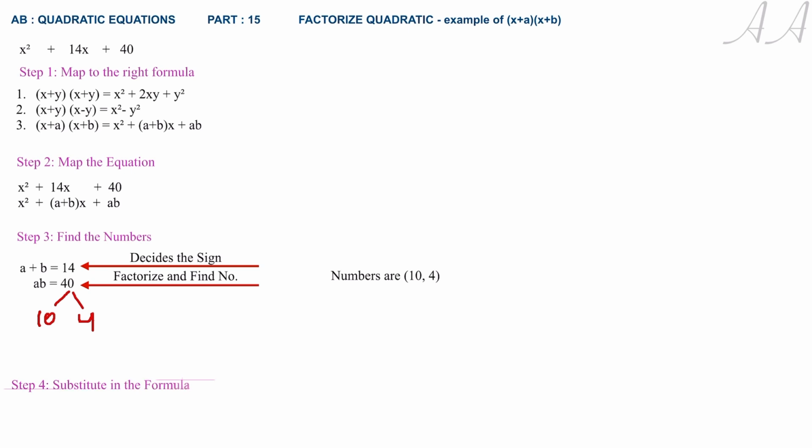Step 4 is substitute the formula. So our answer would be x plus 10 times x plus 4, because 10 is a and 4 is b.